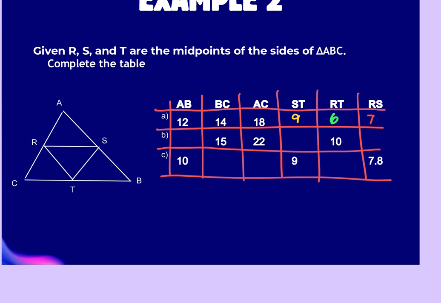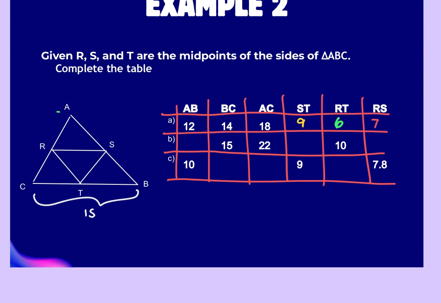Okay, B, new question. Now it gives me BC is 15. AC is 22. And RT is 10. So AB is 20? So AB would be double that. Yep, AB would be 20. ST is 1/2 of which one? RS is 7.5. Well, ST is 1/2 of what? 22. So ST is 11.